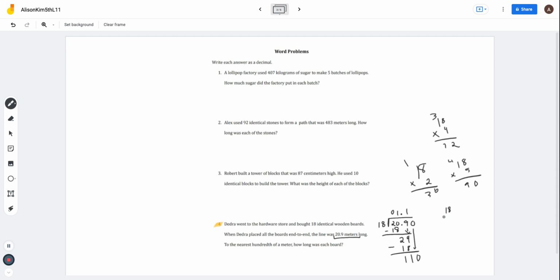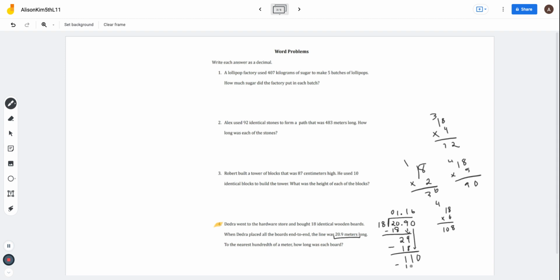18 times, let's try 6. 6 times 8 is 48. Bringing down the 8. Bring up the 4. 6 times 1 is 6. 6 plus 4 is 10. And I think that's going to be the closest we get, right? So let's put the 6. And we know that 18 times 6 is 108.